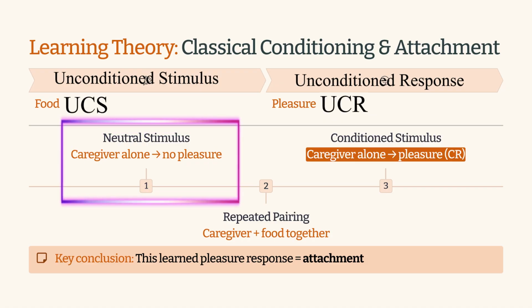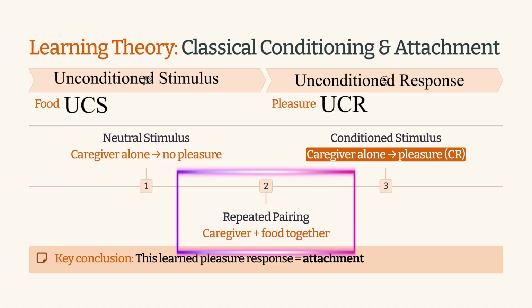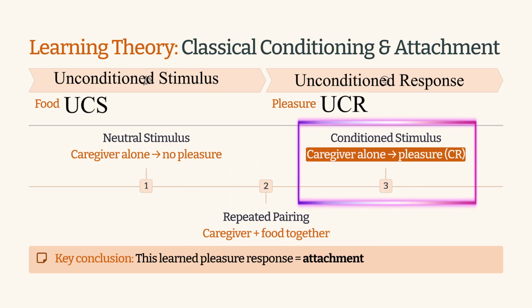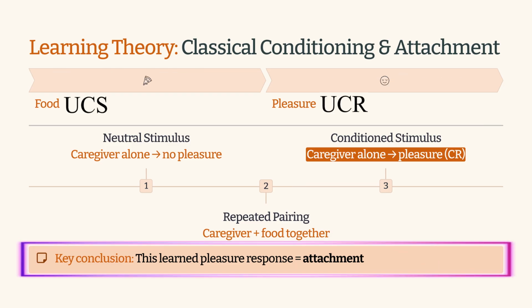At first, the caregiver does not automatically produce pleasure and is therefore a neutral stimulus. However, the caregiver repeatedly provides food, and through this repeated pairing, the baby learns to associate the caregiver with feeding. The caregiver, therefore, becomes a conditioned stimulus, CS for short. Eventually, the sight of the caregiver alone produces pleasure, the conditioned response, even when no food is present. According to learning theory, this learned pleasure response is what we call attachment.